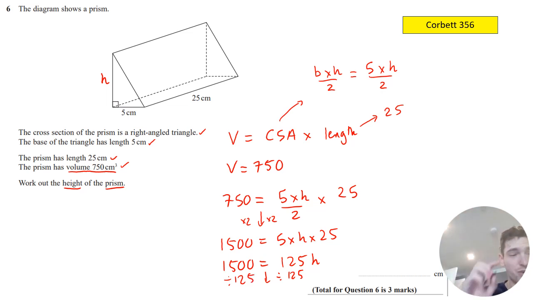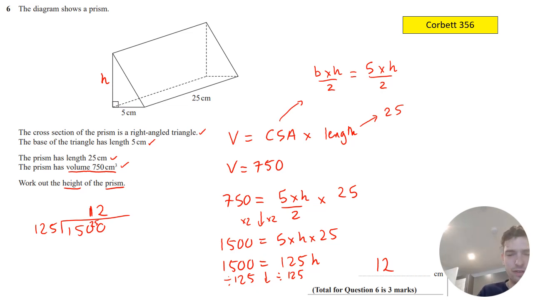Now, how do I do this? Well, I could just do a bus stop division again, if I wanted to. How many times does 125 go into 15? Well, it doesn't. What about 150? Goes once, and the remainder is 25. And I get a nice answer because 125 goes into 250 exactly 2. So I've got my answer of 12 centimeters.